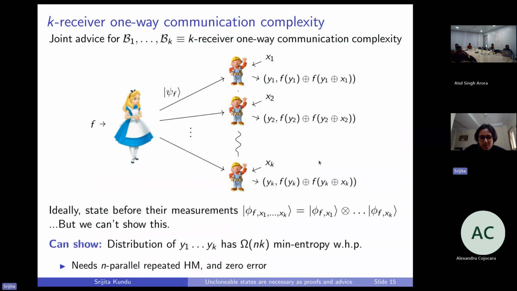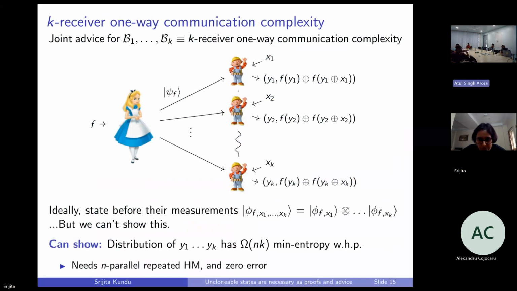And it also needs parallel repeated hidden matching instead of just hidden matching itself. So we just take n copies of hidden matching. Technically, that should have given us entropy n squared or something for a single Bob, but that doesn't happen. So for K Bobs, we still get min entropy omega nk in this setting. Now, finally, so this is our rigidity result for K Bobs.